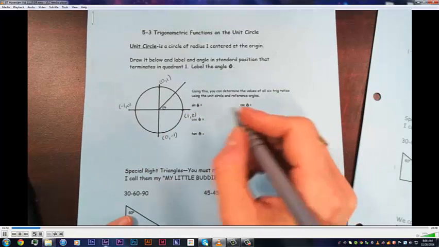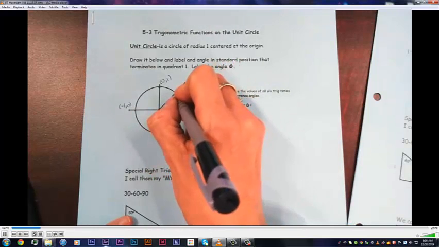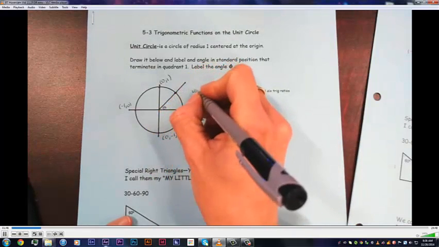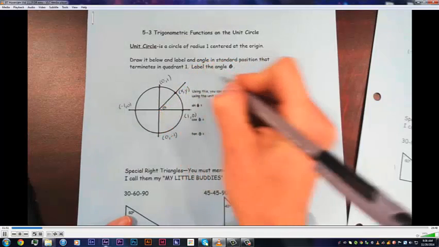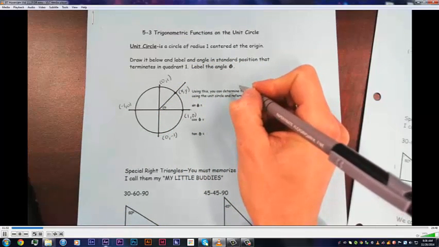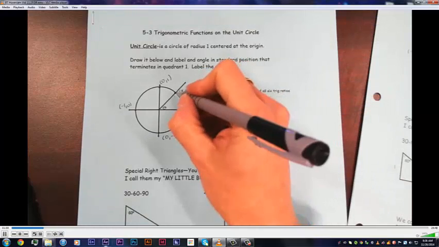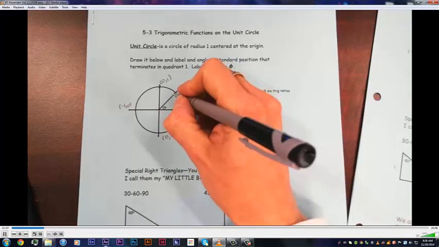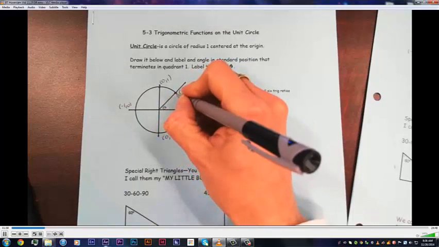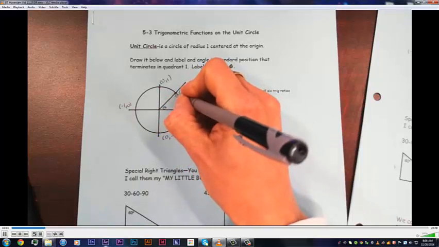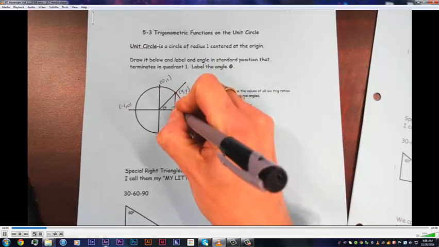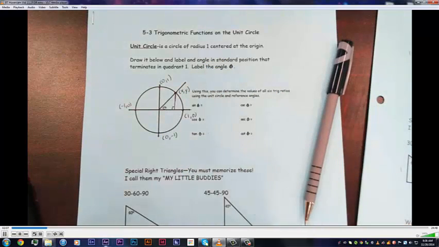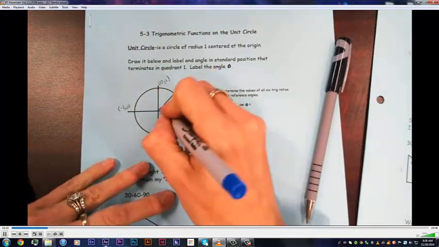Okay, then this terminal side intersects the circle at an ordered pair, and we're going to call it (x, y). So it's just a point on the circle. Then we're going to drop down and make a right triangle in the circle. So drop down the leg and it'll form a right triangle. Okay, so I'm going to highlight.